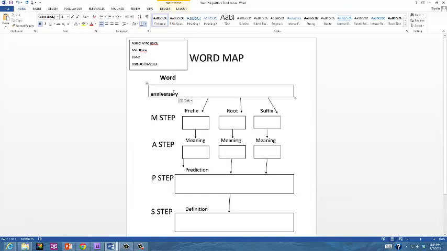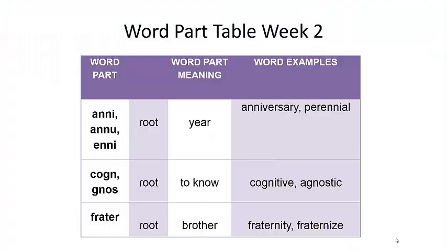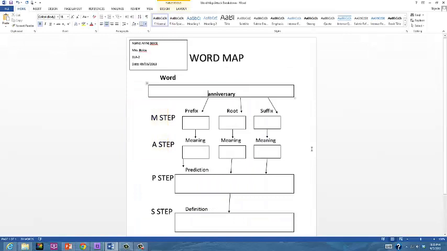I'm going to show you how to map the word anniversary. The first thing that you need to do is break anniversary up into its prefix, root, and suffix. A good way to break apart the word is to start by looking at the word part table. So I know that ANNI is a root. That is where I will start breaking apart my word.